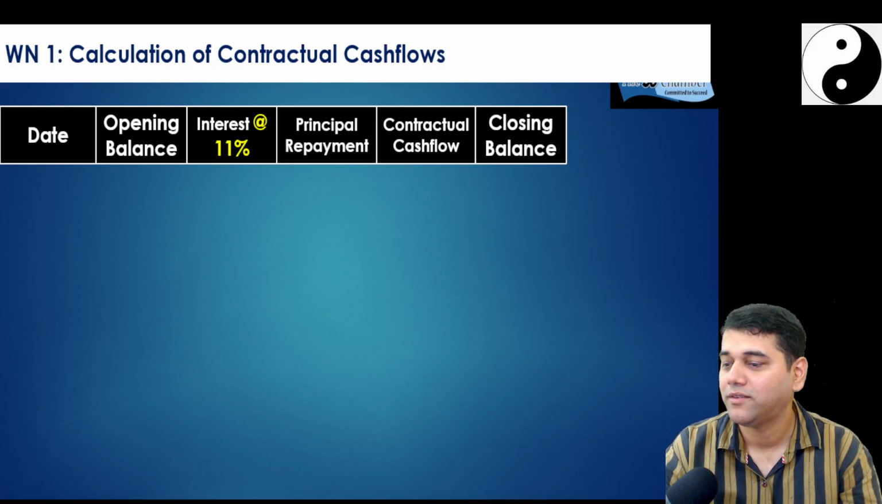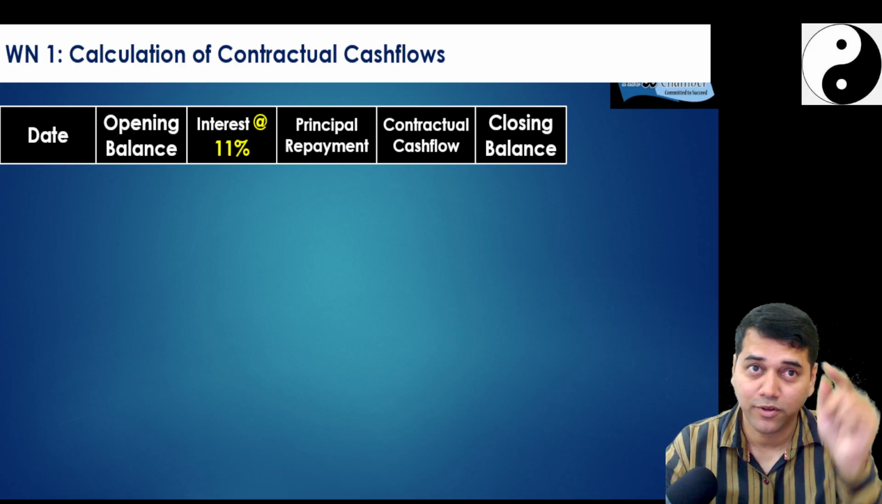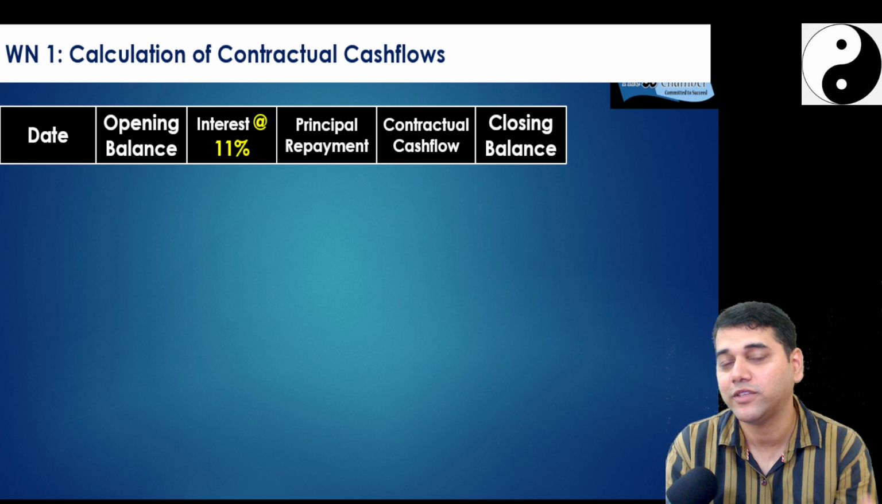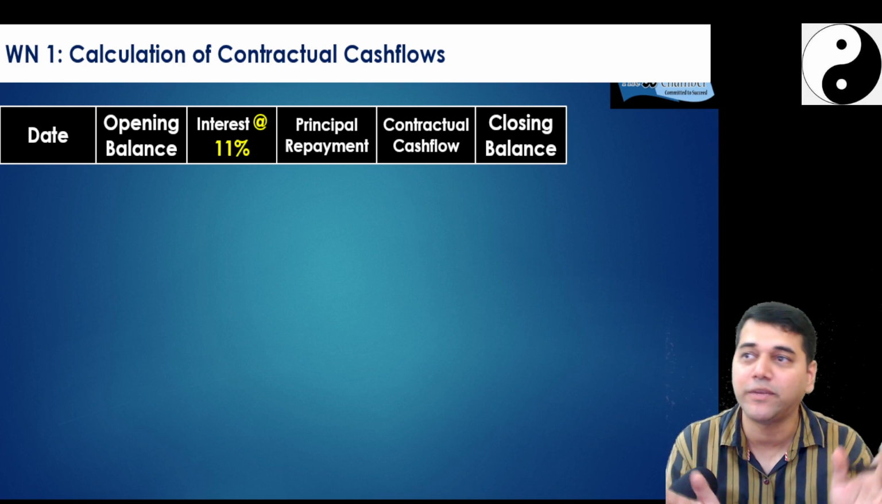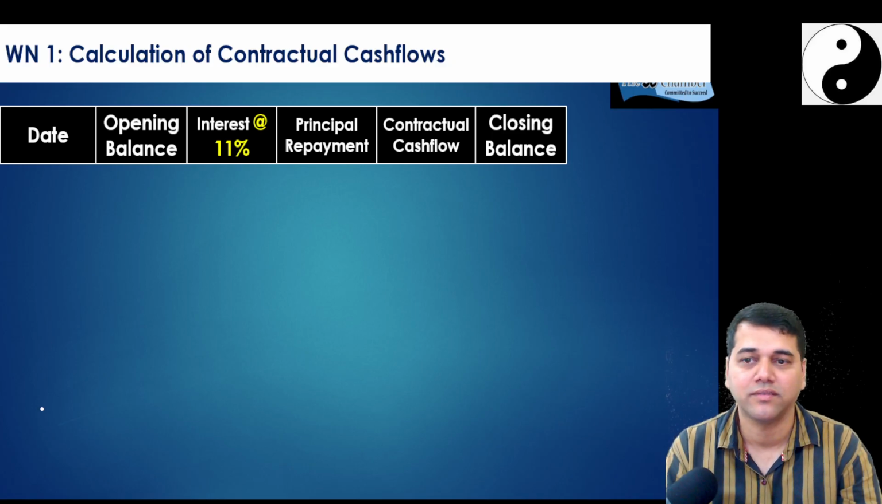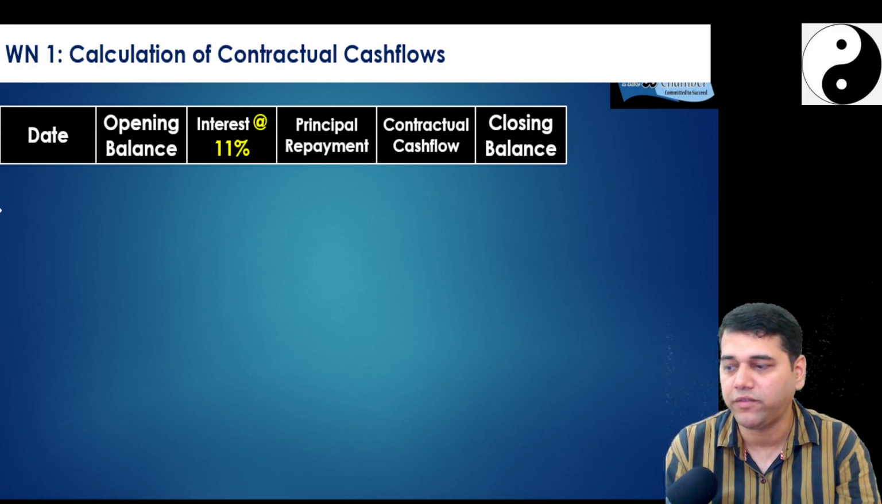Followed, no? Why? Because of my transaction cost. Previously, since transaction cost was not there, amortization and contractual cash flow statement was same. So what is my contractual cash flow? This is same like previous. We'll prepare only for 5 years. It was meant for 5 years.